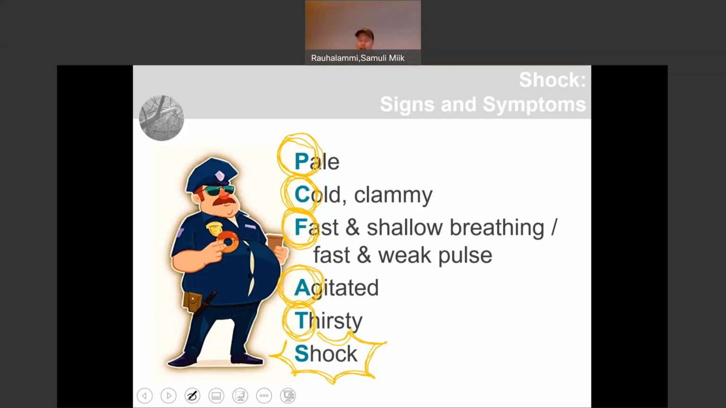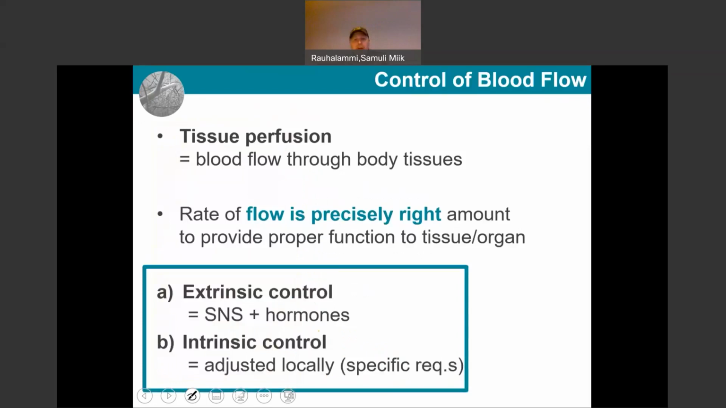And if we were in a classroom, this would be the time when I would now teach you how to treat shock. But we're not going to do that since we are not in a classroom. Hopefully we'll get to do that on a Thursday. So let's have a look at a few other important things to notice. We're going to talk about the control of the blood flow.